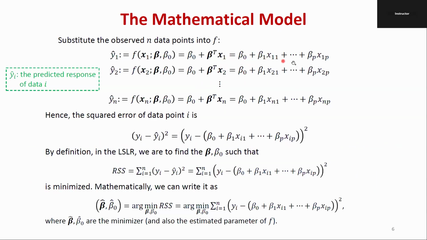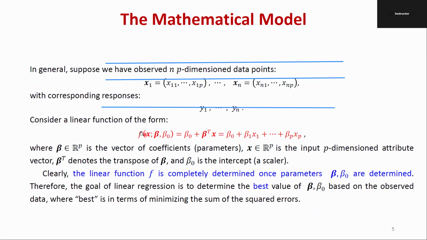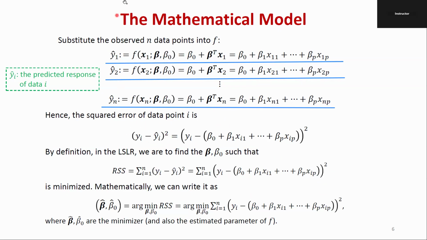So substitute, and you have this line, right? So I have this one for x1. Now for x2, I have this. I simply substitute x21, x22 to x2p. And I do this for all these n observed data points so that I will have this. The corresponding yi is given by this function, y equals f of these things. So I have the corresponding predicted responses y1, y2 till yn.